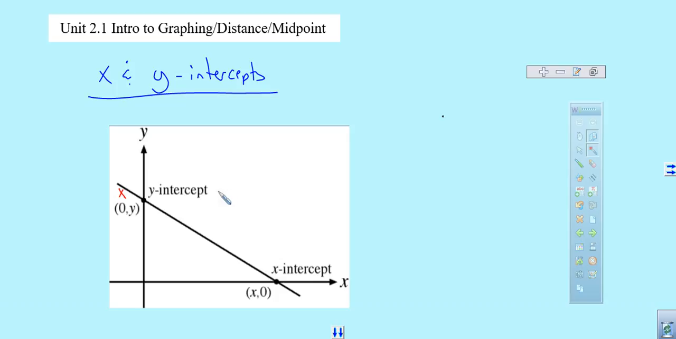So to be able to find a y-intercept, that means that we're going to let x be equal to 0. Same thing if we want to find an x-intercept, you'll notice that any x-intercept that we have, any point on an x-axis, the y value will always be 0. So if you want to find an x-intercept, we let y be equal to 0. So let's go apply that.